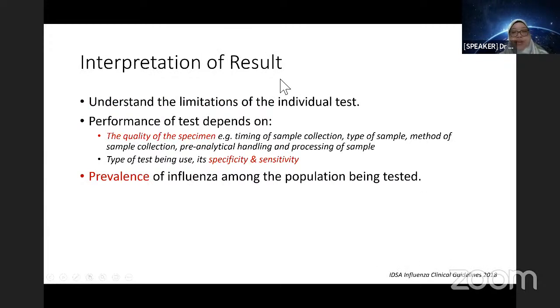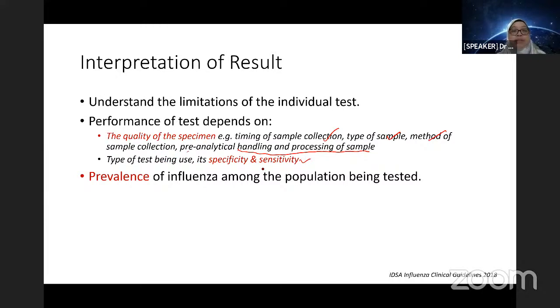Okay, for interpretation of the result, you should first understand the limitation of the individual test. The performance of the test very much depends on the quality of the specimen. Rubbish in, rubbish out. So in order to maintain the quality of the specimen, the timing of sample collection should be optimized. The type of sample that you use should be the correct type of specimen. The method of collection should be appropriate. On top of that, there's also a role of handling and processing of the sample inside the lab, and the way the staff handle the specimen may also influence the performance of the test. And of course, the test specificity and sensitivity.